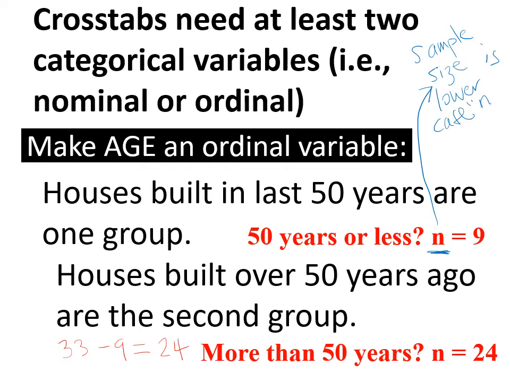So the lowercase letter n. If it's a capital N, that is the population size. So that's how many elements are in that population. So in our example, we don't actually say what the population size is.